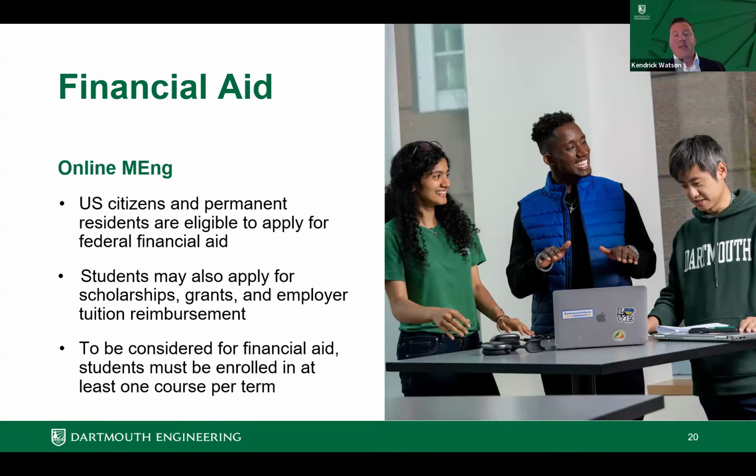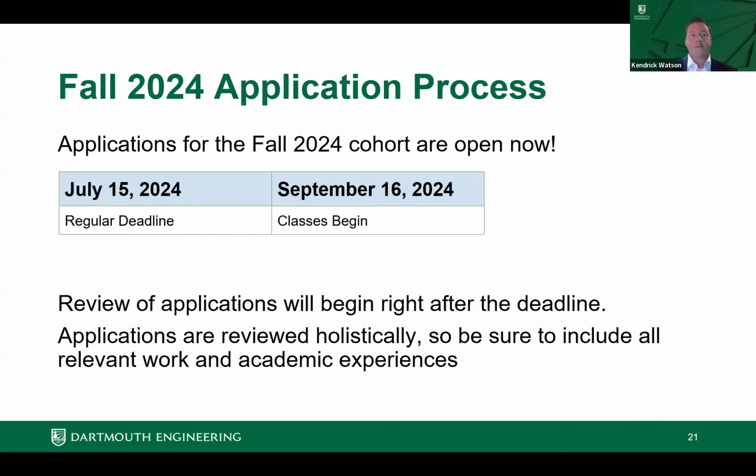In most cases, to be considered eligible for financial aid, you need to be enrolled at least part-time, which in the case of this program is 1 course per term. So as long as you're taking 1 class, then you should be eligible for most of the forms of financial aid here. And again, we can work with you. We have folks in our office who specialize in financial aid. We can work with you on a one-on-one basis to try to make sure that all of your questions get answered, so that financing your education is not a stress that you encounter.